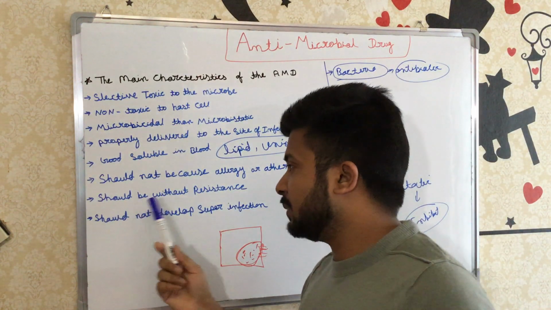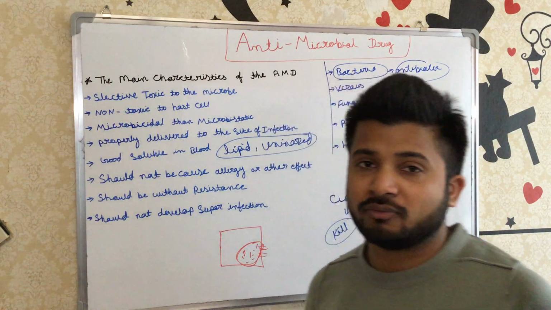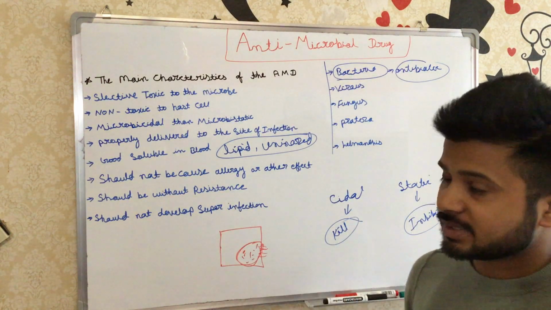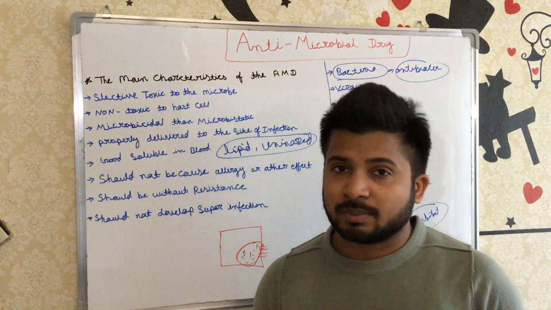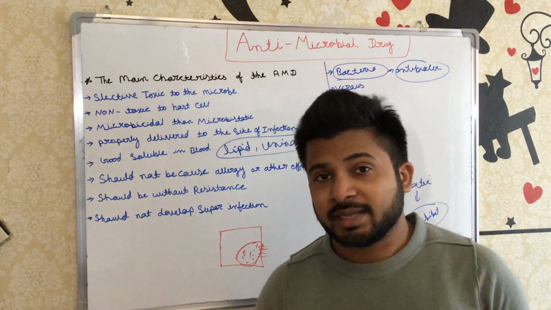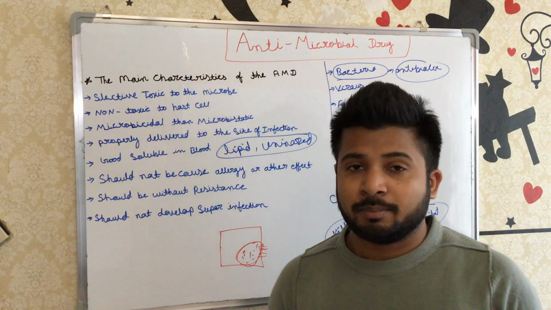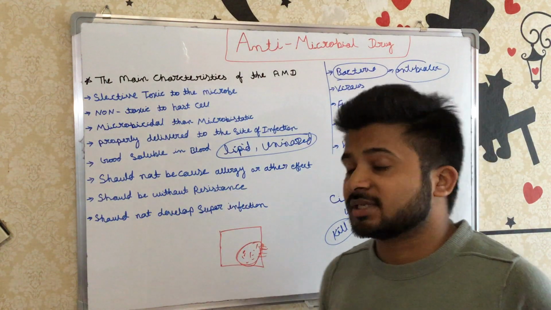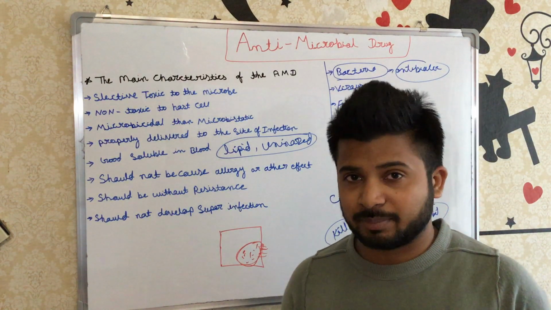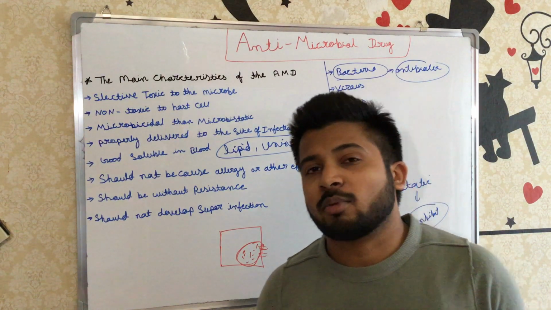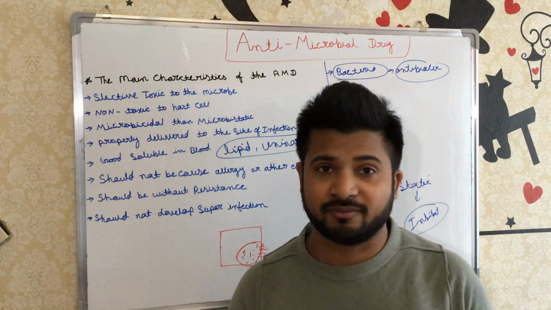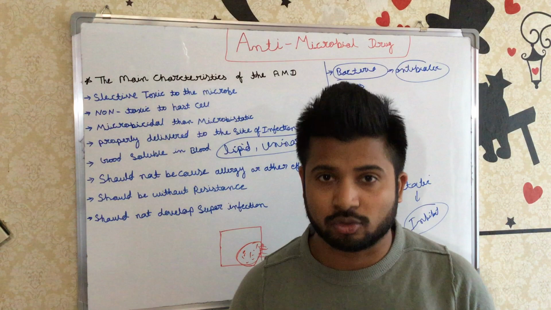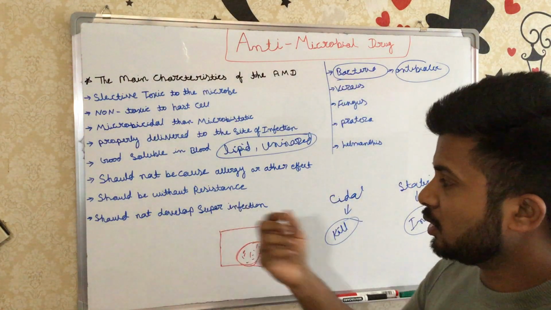Then it should be without resistance. Obviously if the drug develops resistance, it will not help the person suffering from a microbial disease. It even becomes worse, because on one side they are suffering from microbial disease, and on the other side the drug has become resistant, and if you keep giving it to that person, the drug will just accumulate in the body and start different types of side effects. That's why it becomes worse. That's why drugs should be without resistance.